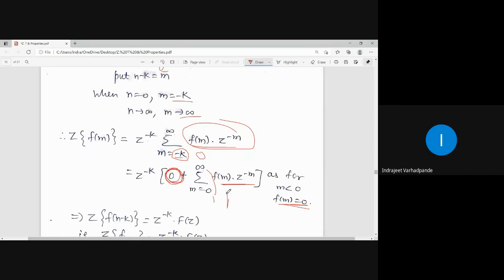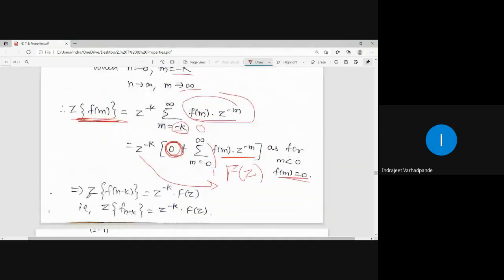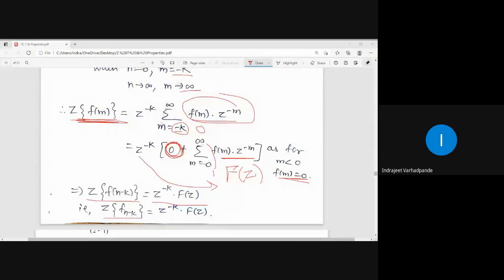And what is this actually? This is fulfilling the definition of the z transform. So z of f of m is z to the power minus k into F of z. But what was m? M was n minus k. So I am getting the result here as z of f of n minus k is z to the power minus k into F of z. The z of the sequence is also written this way: f of n minus k is equal to z to the power minus k into F of z. So in this way we calculate the proof.